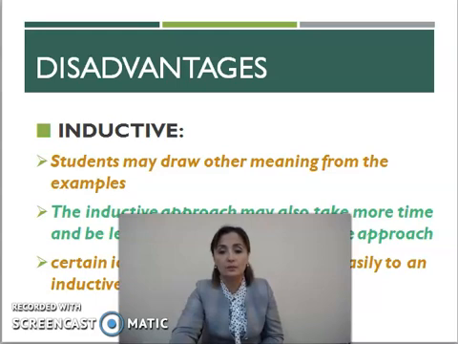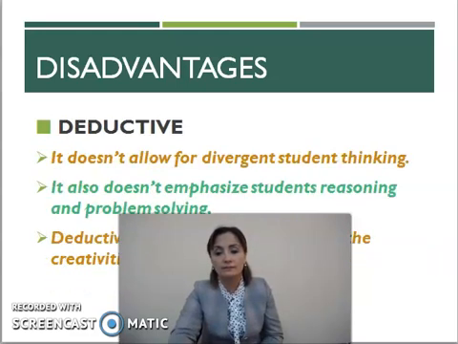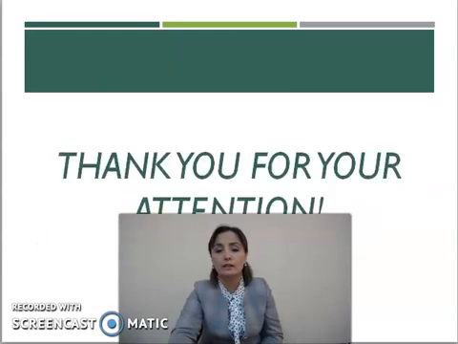Disadvantages of the inductive method. Students may draw other meanings from the examples. The inductive approach may also take more time and be less efficient than the deductive approach. Certain ideas do not lend themselves easily to inductive teaching. So it doesn't allow for divergent student thinking. It also doesn't emphasize students' reasoning and problem solving. The deductive approach cannot increase creativity.